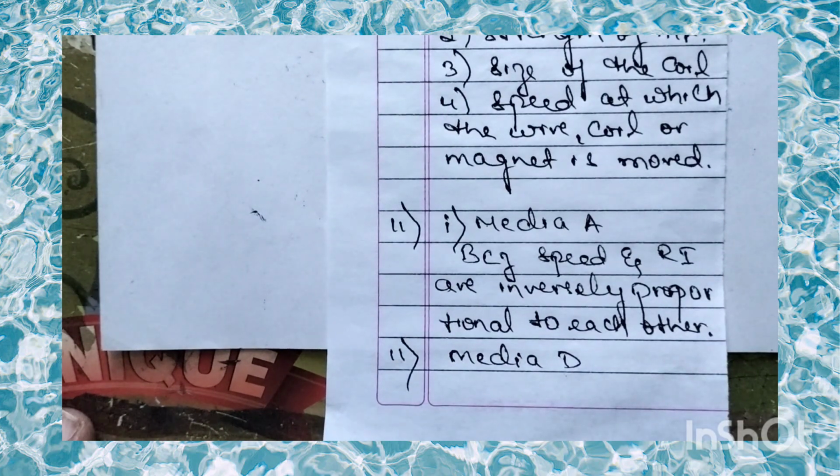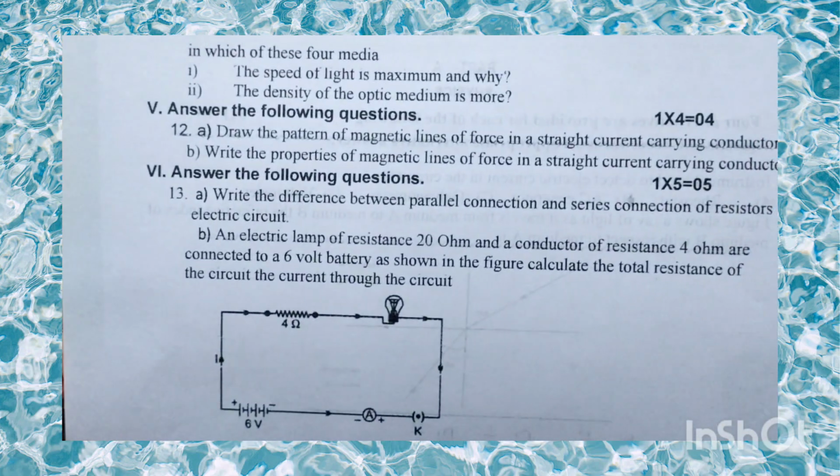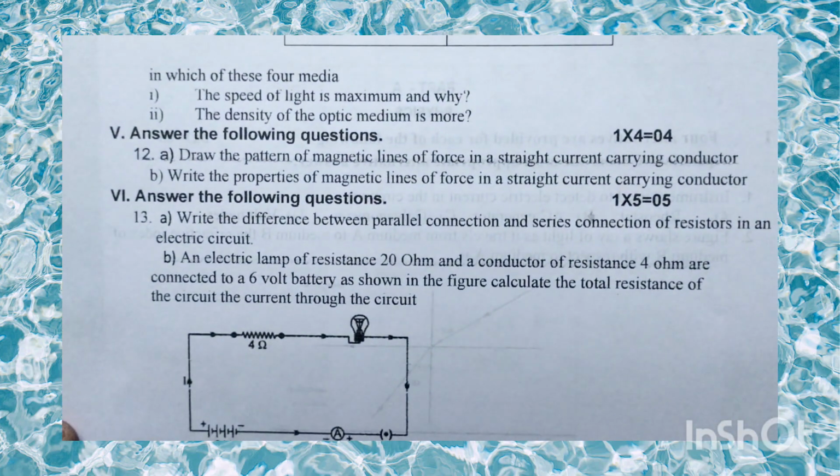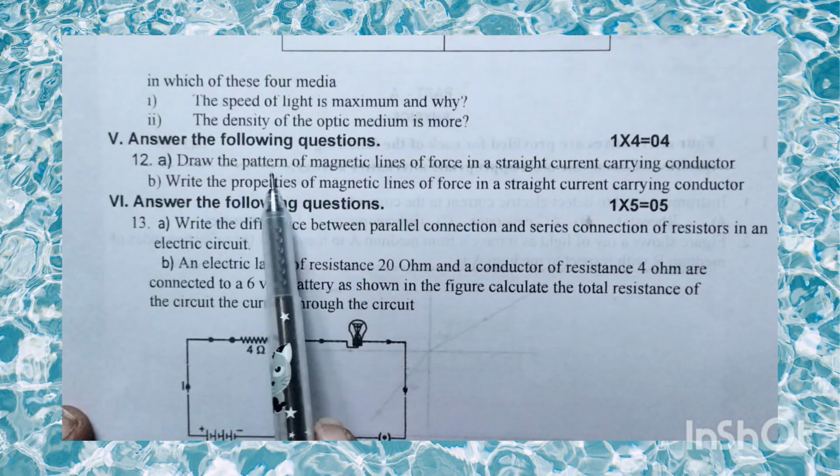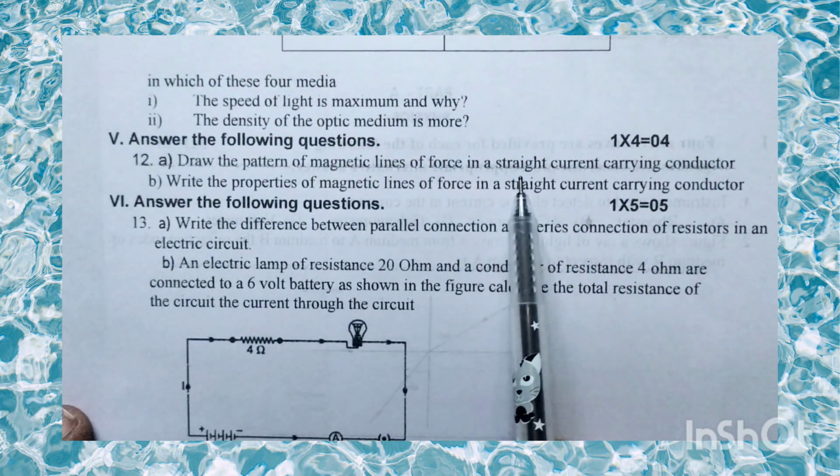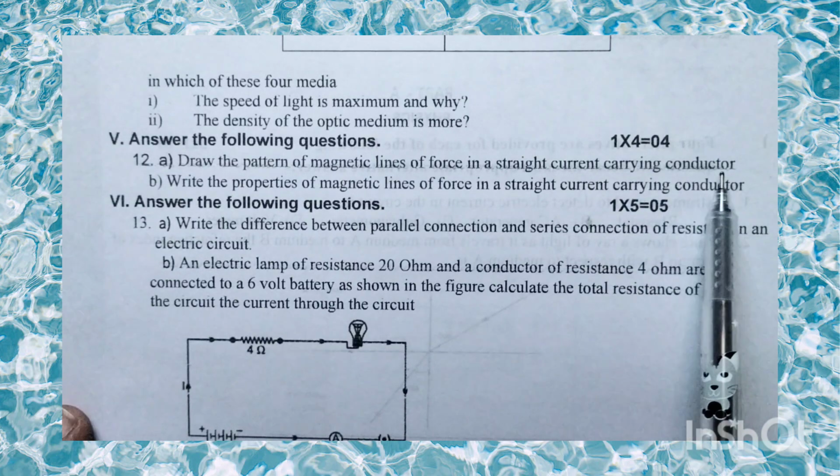So like this we have to answer for 11th question. Now let us move for the 12th question. So the 12th is 4 marks question. So draw the pattern of the magnetic lines of force in a straight current carrying conductor.